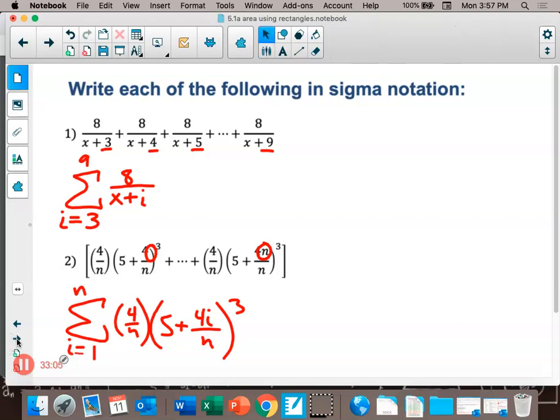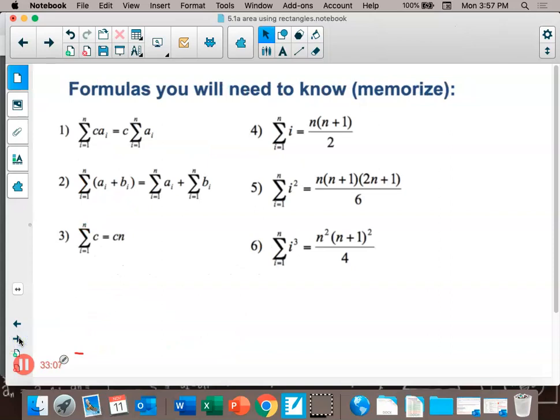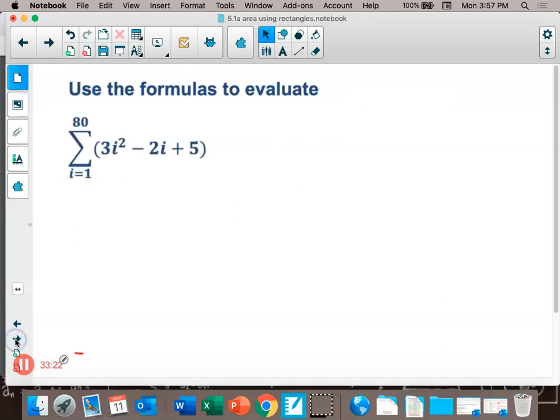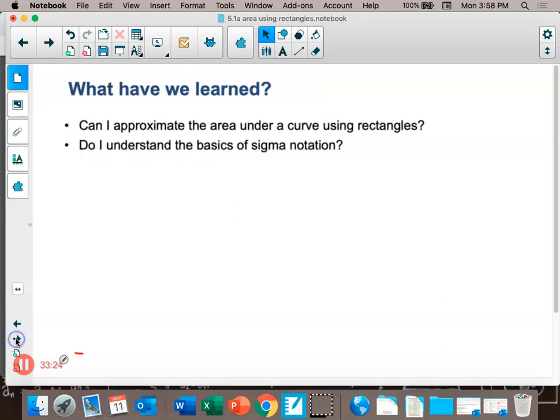All right, the last thing that I want you to do is copy these into your notebooks. Just copy them, keep them, and we will use these tomorrow. So write down these formulas, pause the video if you need to, and that's it for the day. I am skipping this. We'll do this later.